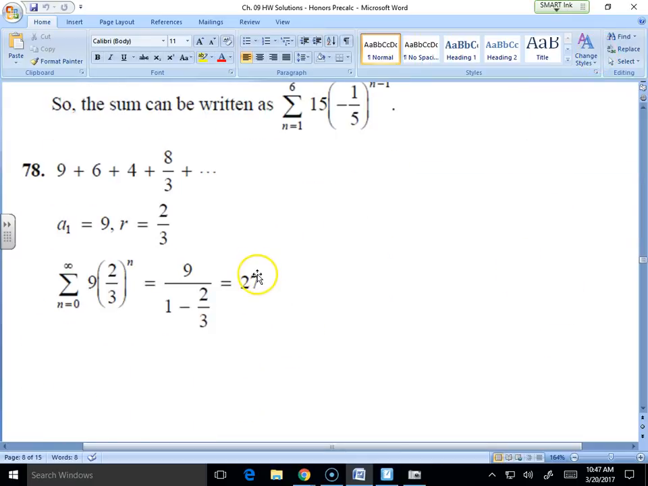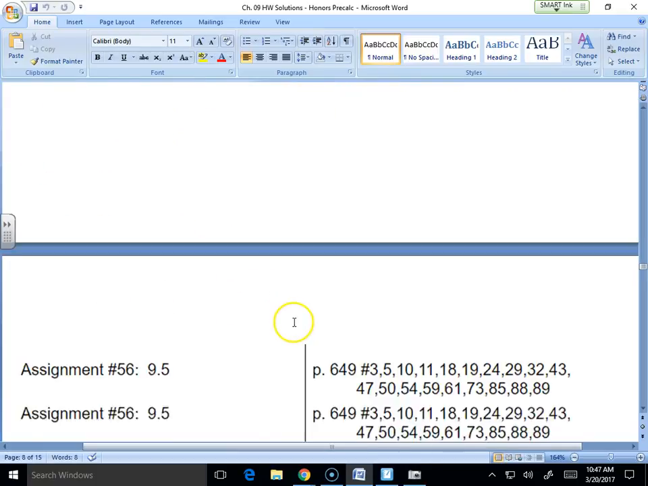Final answer is 27, the infinite sum. Why does the infinite sum exist? Why is this a good thing? It's smaller than 1. Good. Any ratio smaller than positive 1, bigger than negative 1? The infinite sum does exist. I plug and chug it and I get 27.